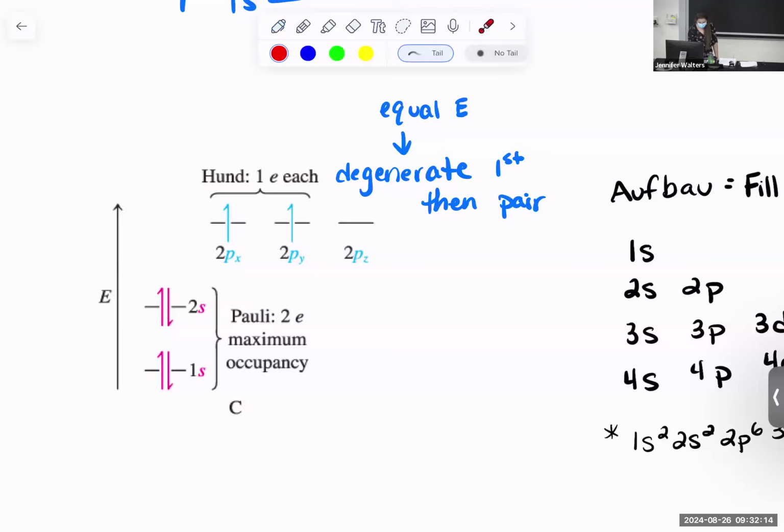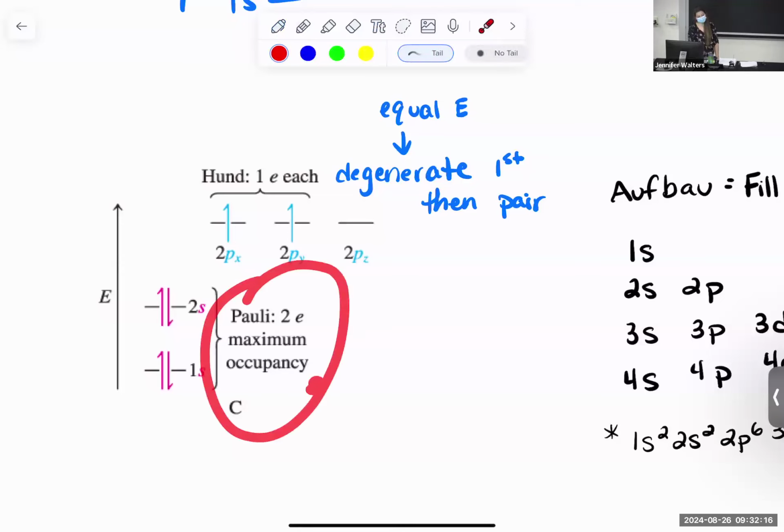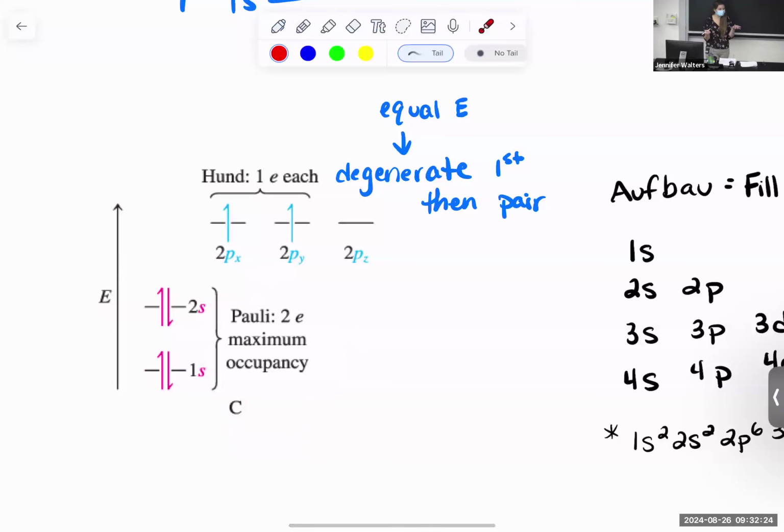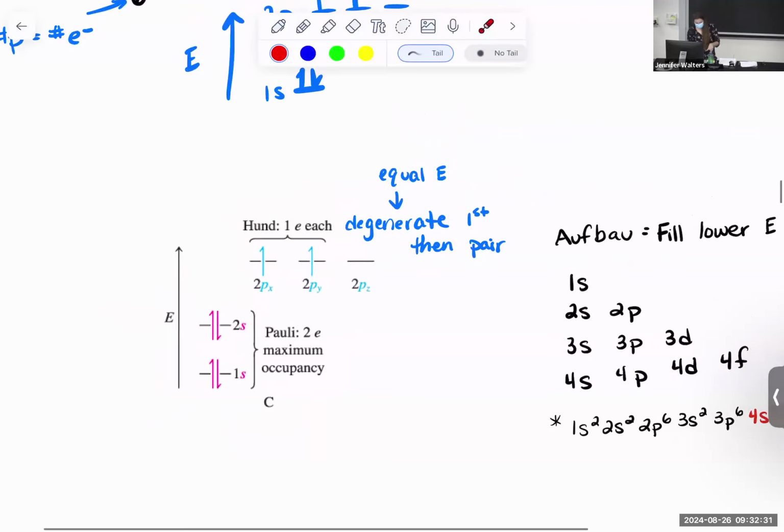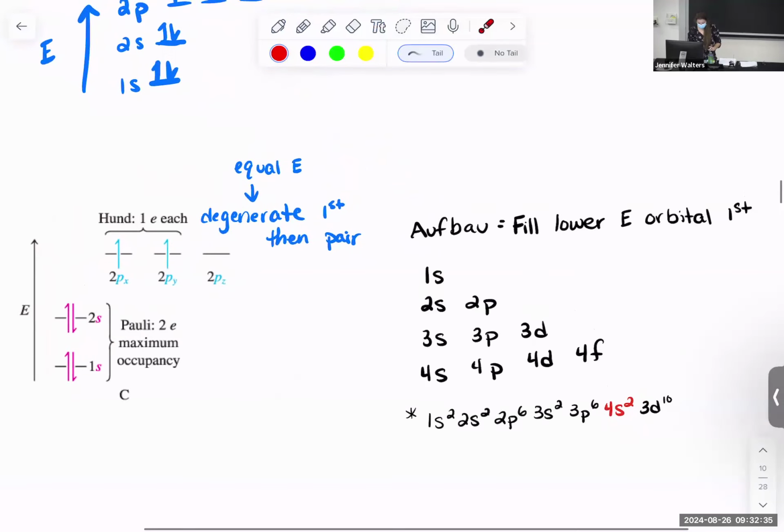What is Pauli's exclusion principle? They have to spin in different directions, and you can only have a maximum of 2 in each orbital. So you have to have 1 pointing up, 1 pointing down. So that was the Pauli exclusion principle. Hund's rule is you fill singly, then pair. Aufbau was lowest energy first.